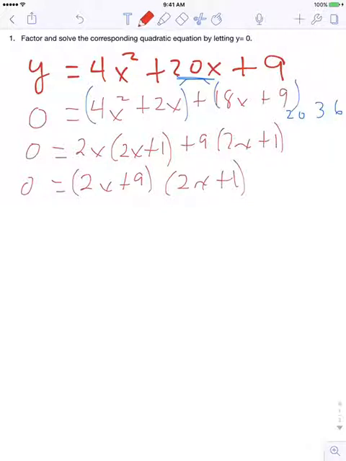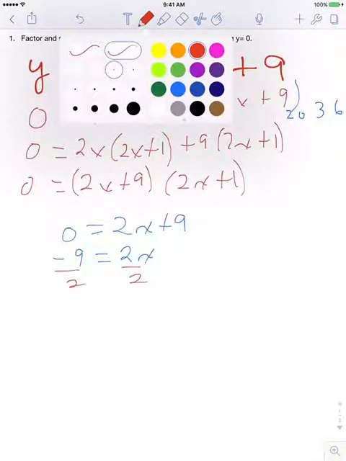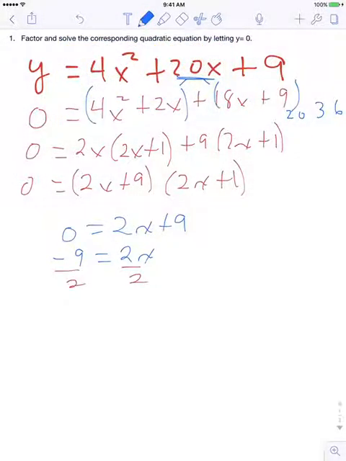So therefore, the first bracket we're going to have is 0 is equal to 2x plus 9. Okay, to solve for x, we're going to move the 9 over. Now it becomes negative 9, 2x. Now we're going to divide both sides by 2. So therefore, our first x value is equal to negative 9 over 2.